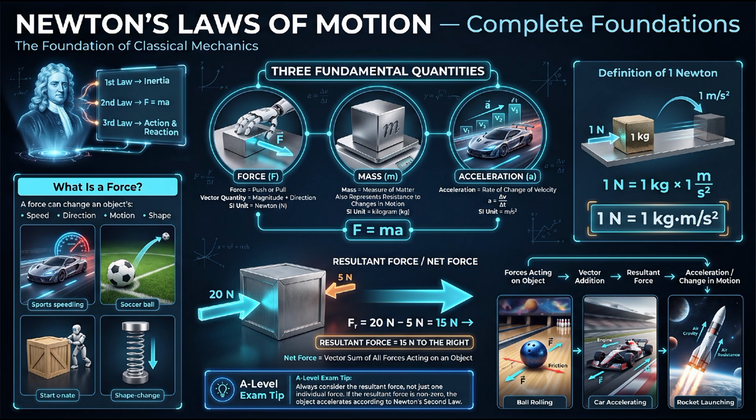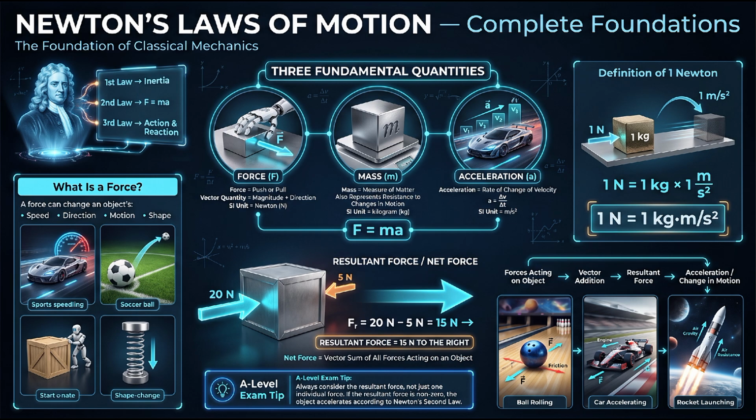The first law tells us what happens when the resultant force is zero. The second law tells us what happens when the resultant force is not zero and allows us to calculate the acceleration. The third law explains how forces arise through interactions between different objects. When solving A-level physics problems, it is especially important to identify all the forces, choose clear directions, calculate the resultant force correctly, and then apply F equals ma.